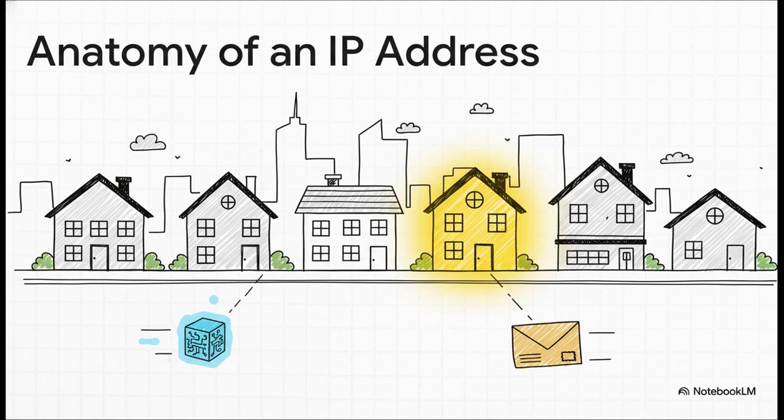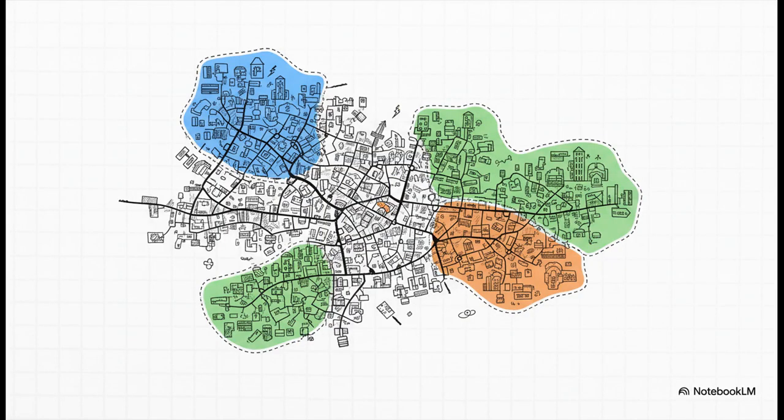So the network ID gets the data packet to the right city, and the host ID gets it to the right house. Simple, right? But here's the kicker. This basic two-part system is precisely what causes that giant traffic jam in our university example. This is where the clever trick comes in. You don't need to build a brand new, separate network for every single department.